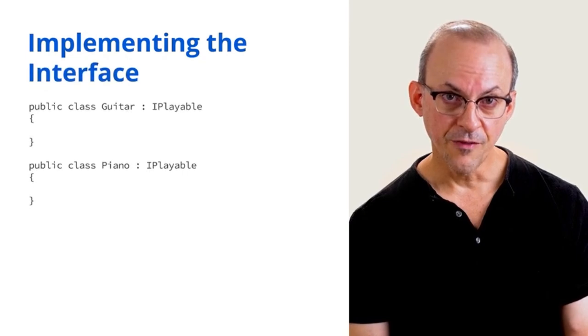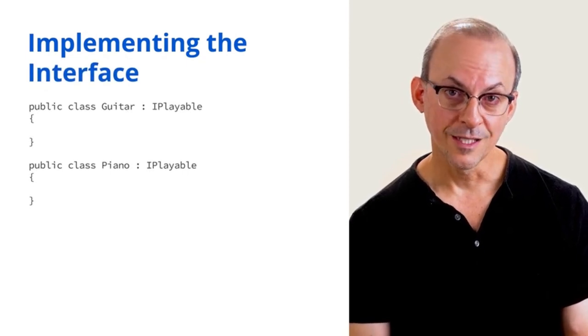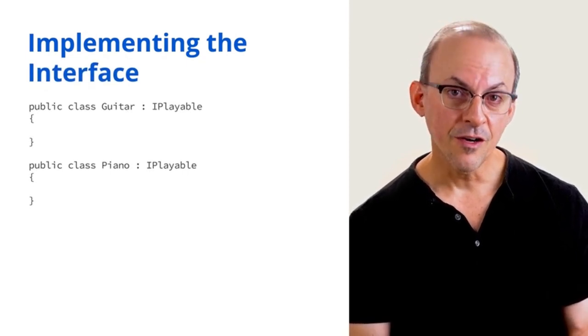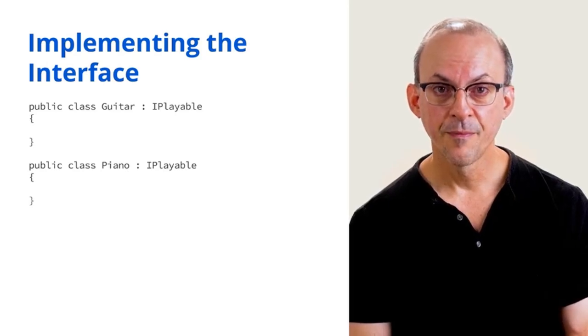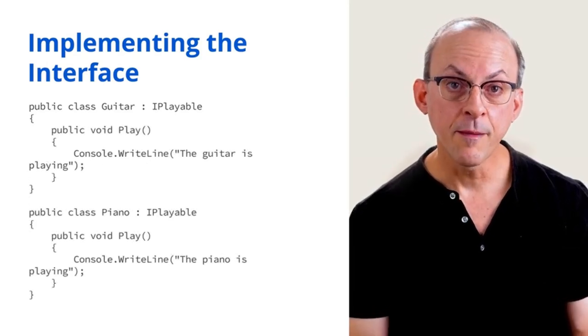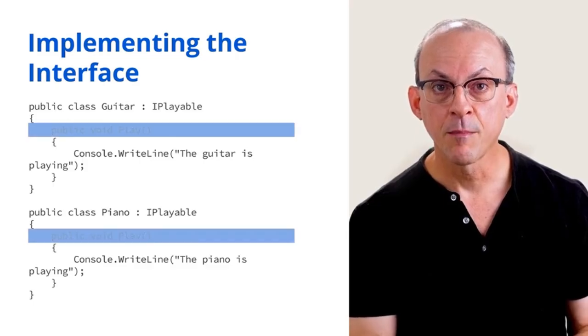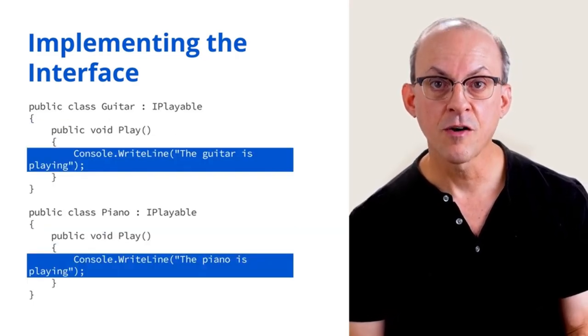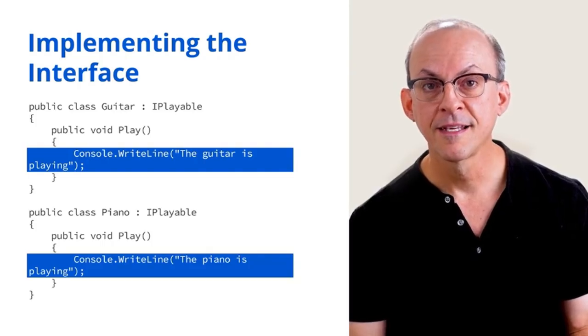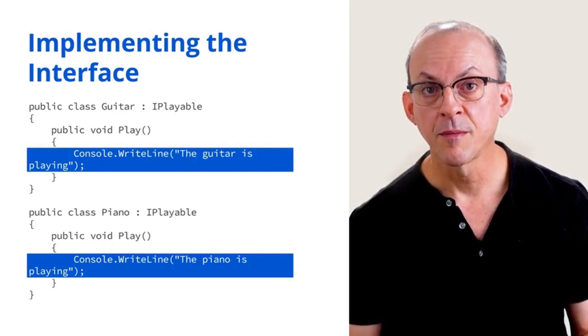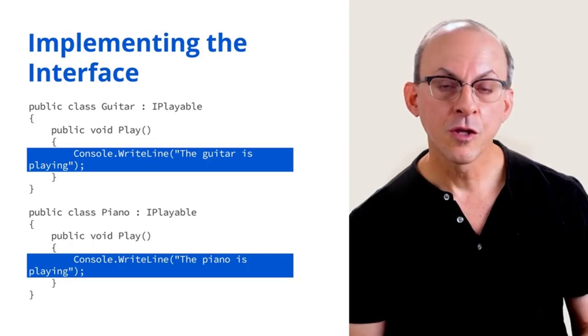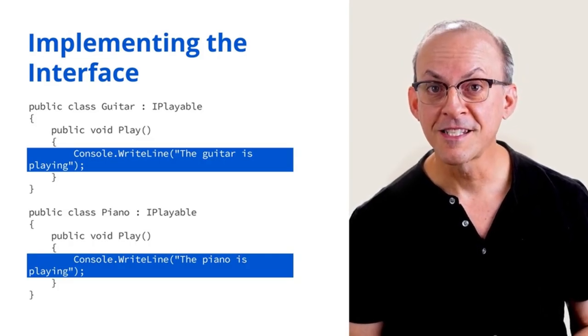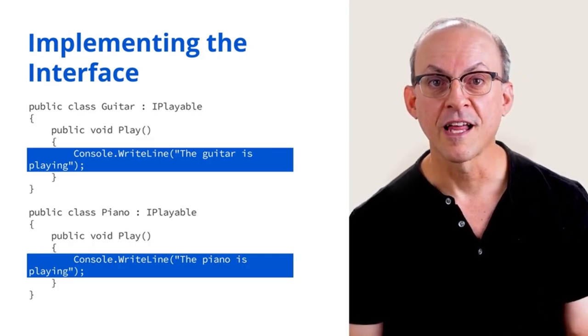To implement this interface, the developer creates subclasses called Guitar and Piano that inherit from the interface IPlayable. Then, they create the Play method, which is declared as public void Play. The method writes the message "The guitar is playing" for the Guitar subclass, and the message "The piano is playing" for the Piano subclass. The use of interfaces promotes the consistent use of methods across different classes.